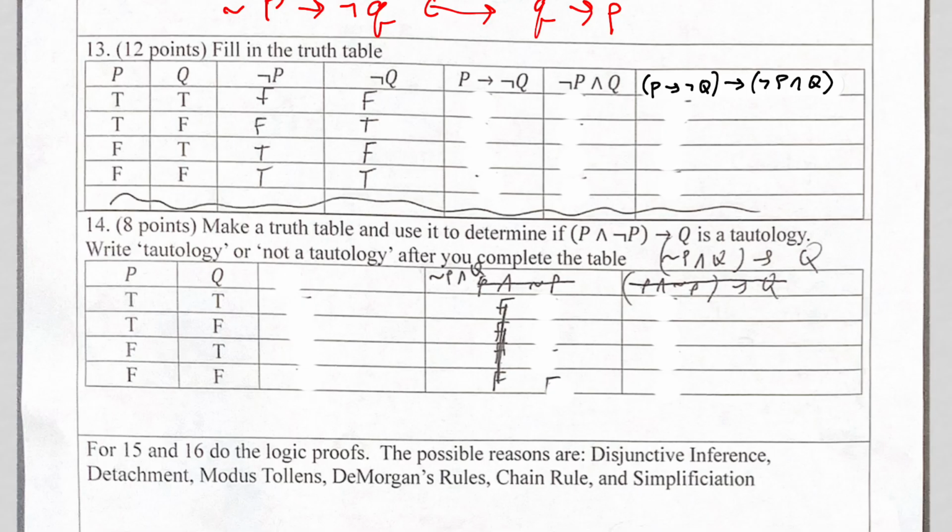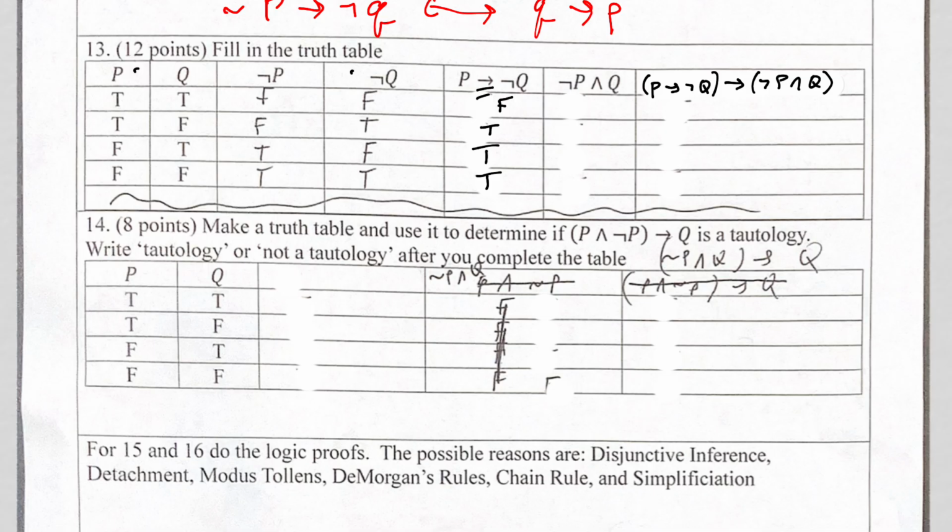Okay, so let's look at this truth table. When it's an implication, it's only false if there's a true implying a false. So I look here at the P column and the not Q column, and there the top one is true implies false. The next one is true implies true, false implies false. So that's what the truth table looks like for that one.